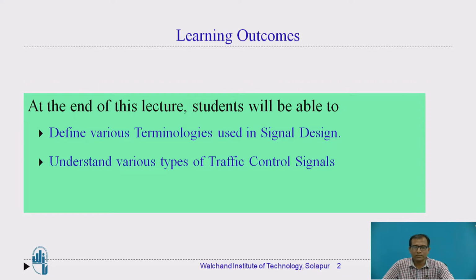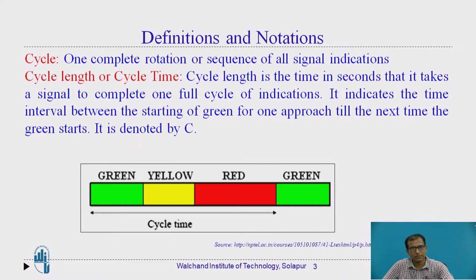Learning outcome of today's session: at the end of this lecture, students will be able to define various terminologies used in signal design and understand various types of traffic control signals. Before we go into the signal design, we must understand some of the important definitions and notations related to signal design. The first parameter is cycle.